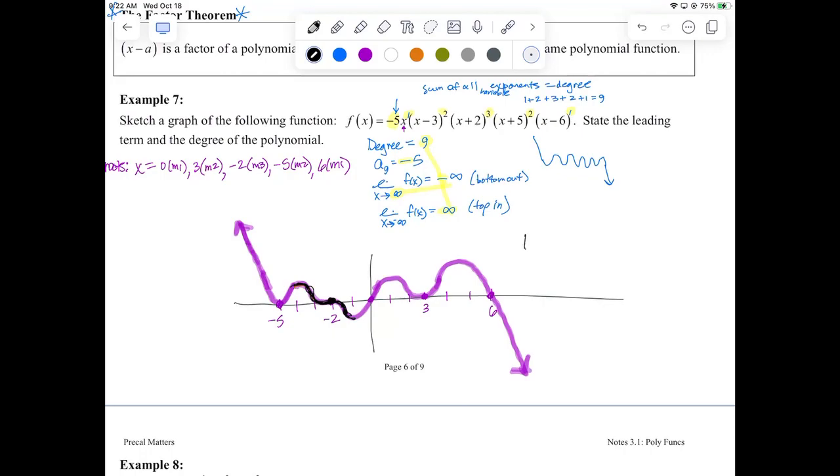Can we talk about the domain? What's the domain of F? All real numbers. What's the range of F? Can we do that? All real numbers. How many x-intercepts? How many roots do we have? 1, 2, 3, 4, 5 roots, right? But if you add up all their multiplicities, what does it add up to?